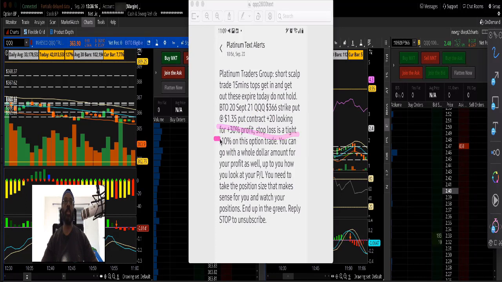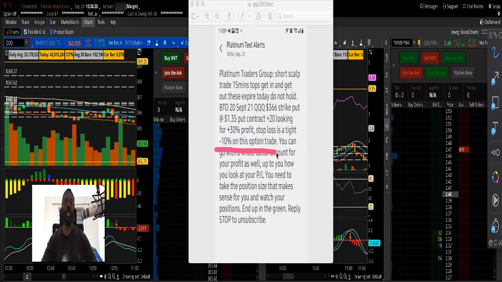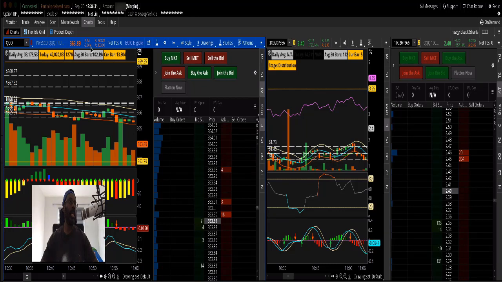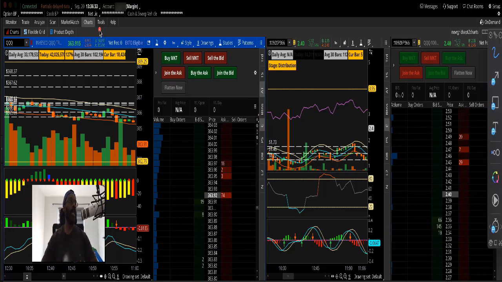And I tell them exactly what I'm looking for. I'm looking for plus 30% profit. My stop loss is a tight minus 10% on this option trade. It's not 10% on the actual QQQ itself. I mean, oh my God, it would be absolutely fantastic if the QQQ would drop 10% in one day.